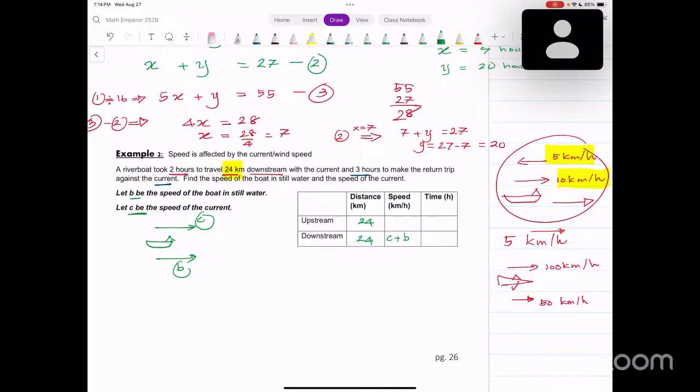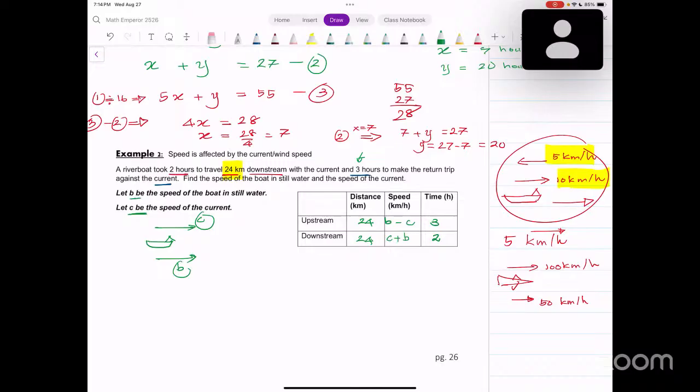Guys, are you following that? Yes. Time is 2. In the upstream, it's 3 hours. Your actual speed is B minus C. The boat is moving at B kilometers per hour, but the current will be working against it.